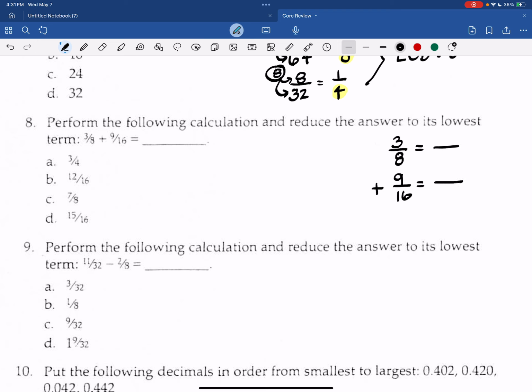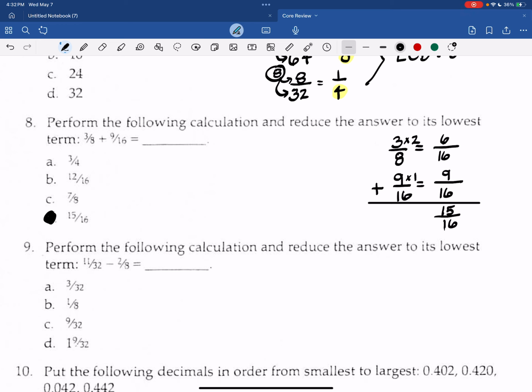Lowest common denominator for both of those is 16. 16 into itself is 1 time, so this does not change. 8 into 16 is 2 times, so this does change. And then we add those two together. 9 and 6 are 15, and we keep the common denominator. So I like D as in Delta on this one.